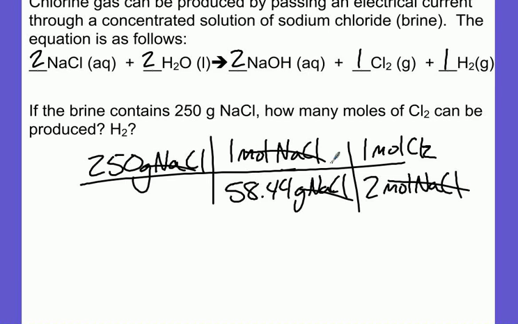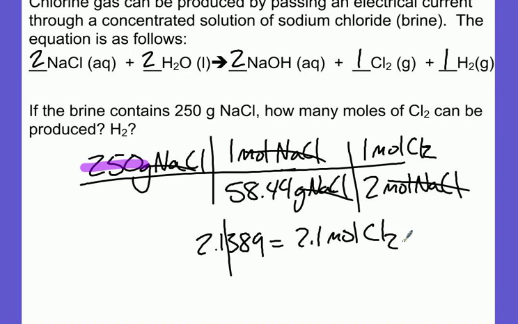So working this out, I just have to take the 250 divided by 58.44 divided by 2, and I should get my answer. It's going to be 2.138. But I need to round this appropriately, so I can only use 2 sig figs from this number here. So I should round it to 2.1 moles of chlorine. And again, I actually do know that it's also going to be 2.1 moles of hydrogen gas.